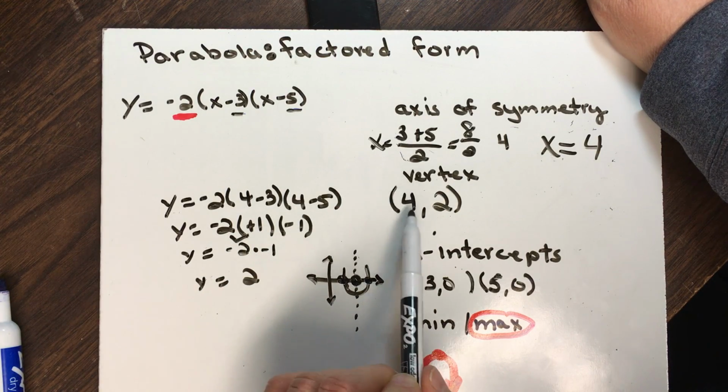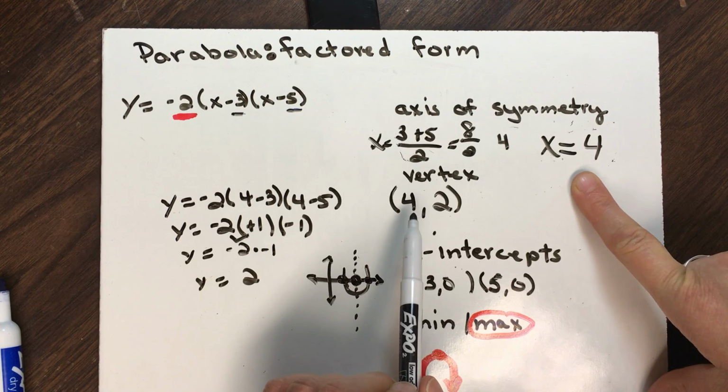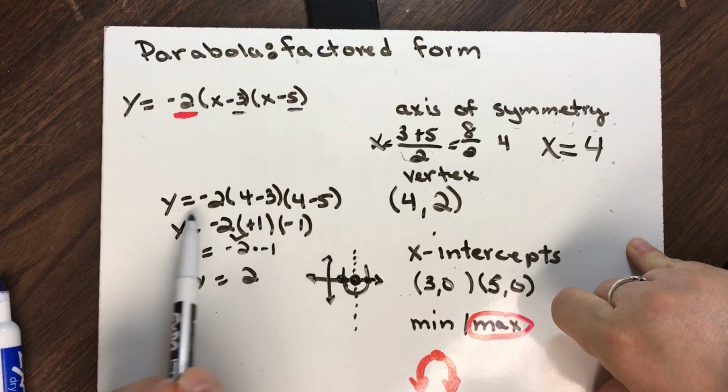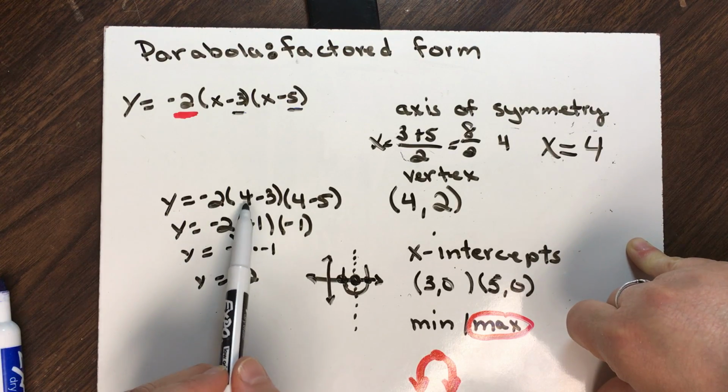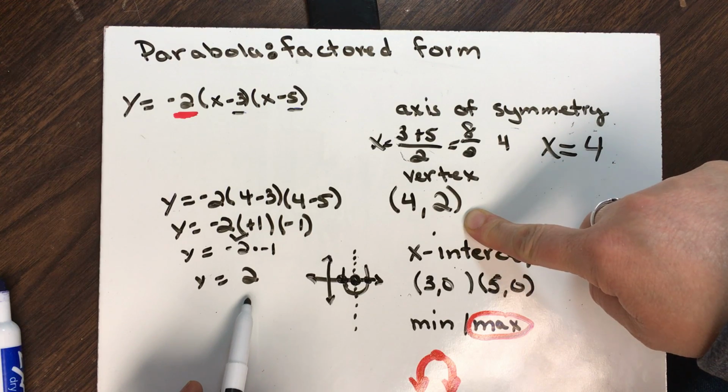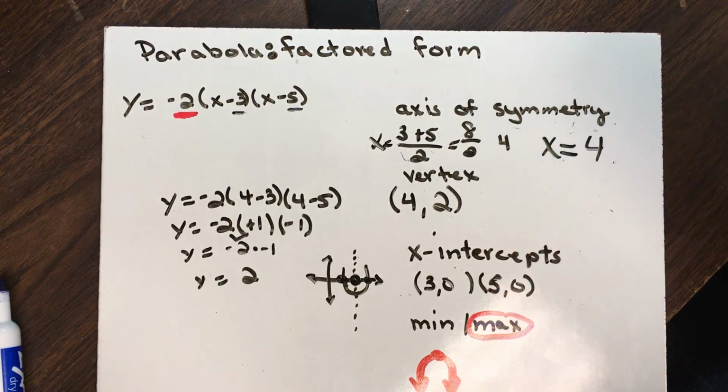Now remember, I took my axis of symmetry. It's the first part of my vertex. I plugged it back into my equation everywhere I had an x, and my answer is my y value. Give it a try.